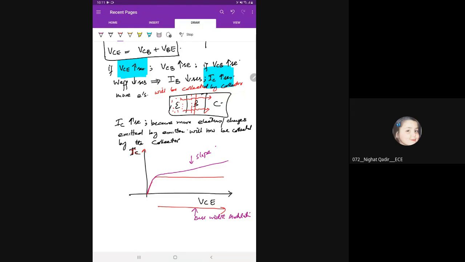ठीक है? And because of that, effective width, or a region which is having some electrons or some charges which will facilitate recombination process, it narrows down. When it narrows down, IB effectively decreases. And if IB effectively decreases, collector current is bound to increase. It is bound to increase. That is why you have some slope here.